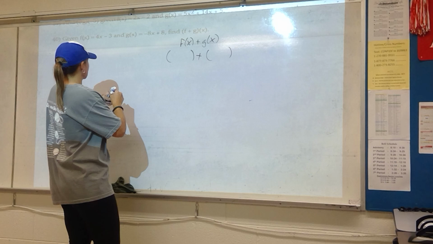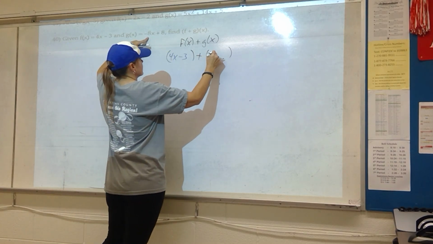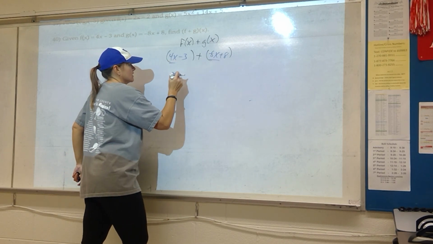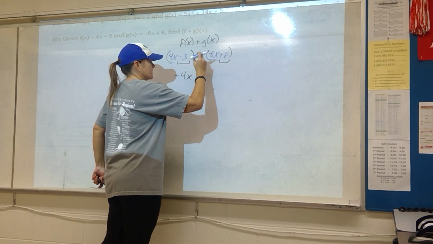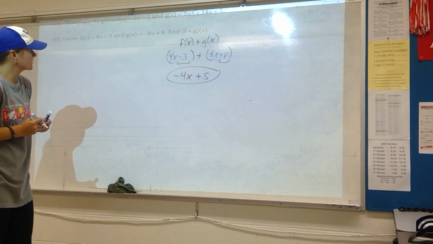So first stuff is 4x minus 3. Second stuff, negative 8x plus 8. Combine your like terms. 4 minus 8 is going to be negative 4x. Combine like terms, negative 3 plus 8, positive 5, and there you go.